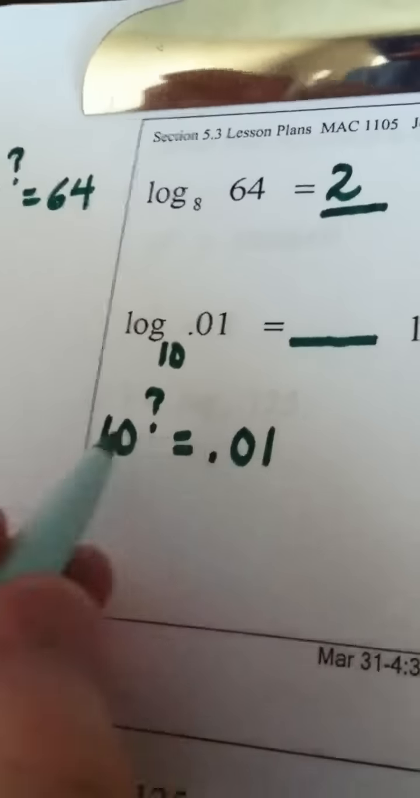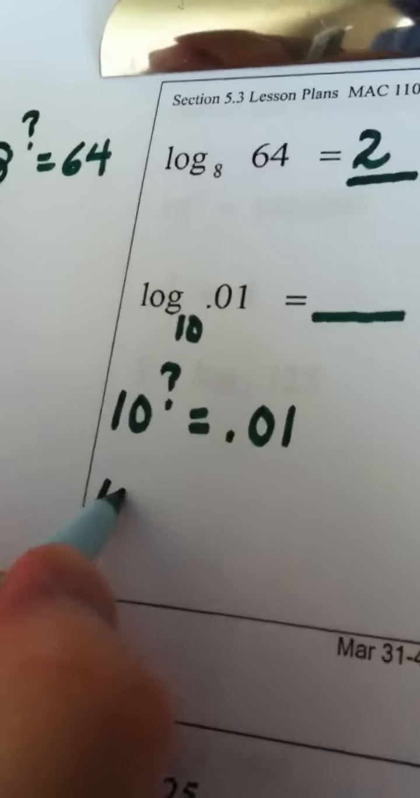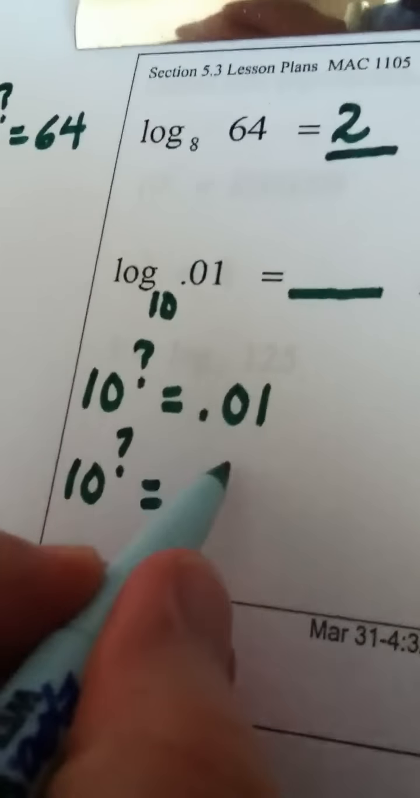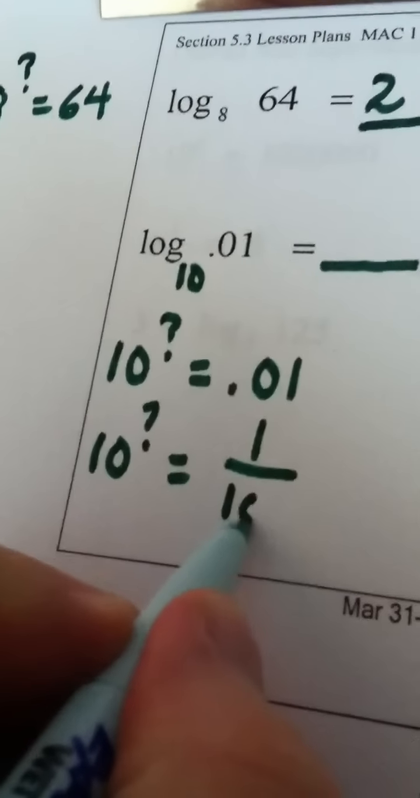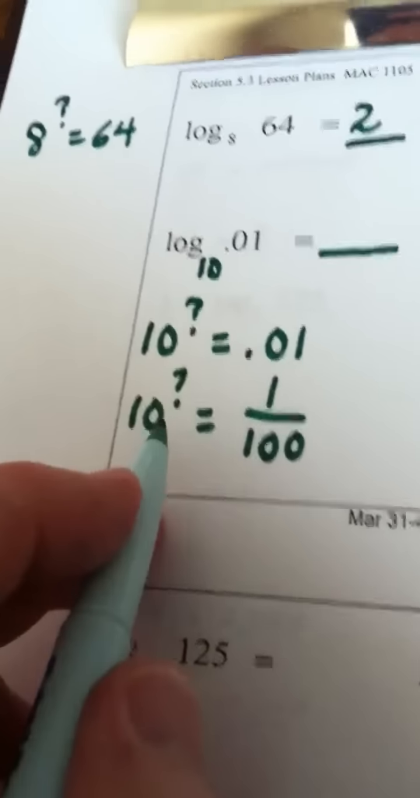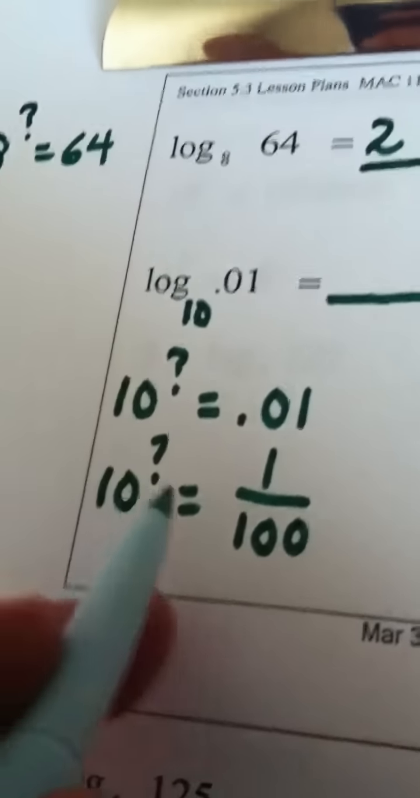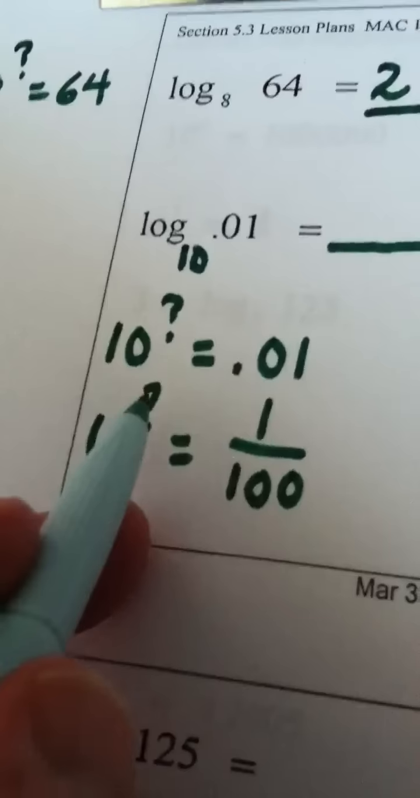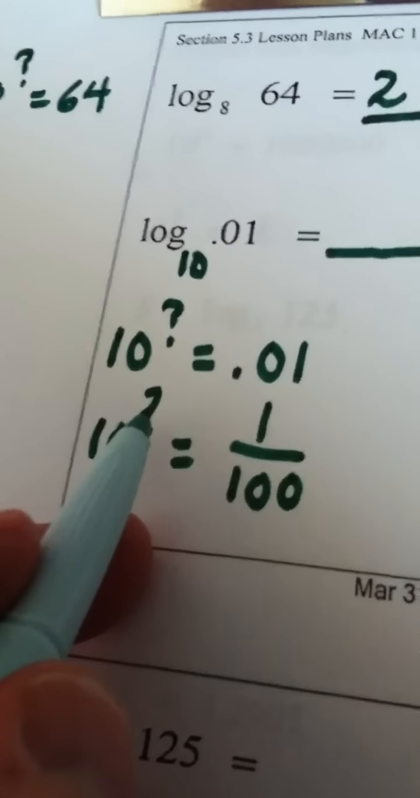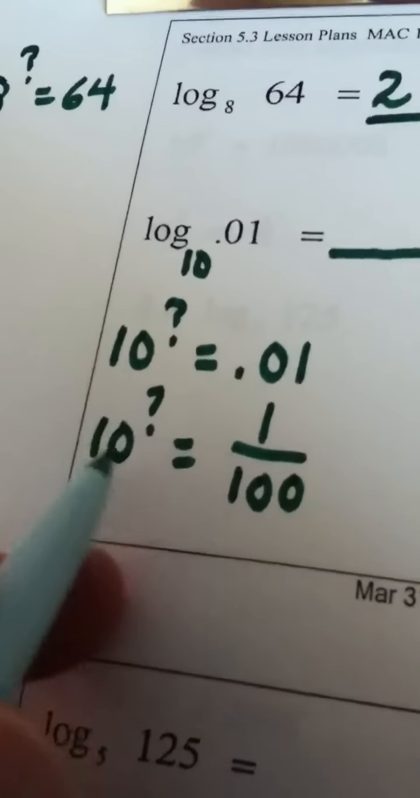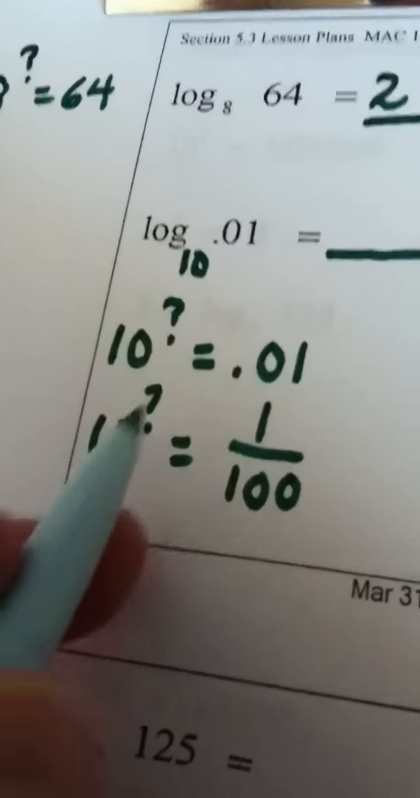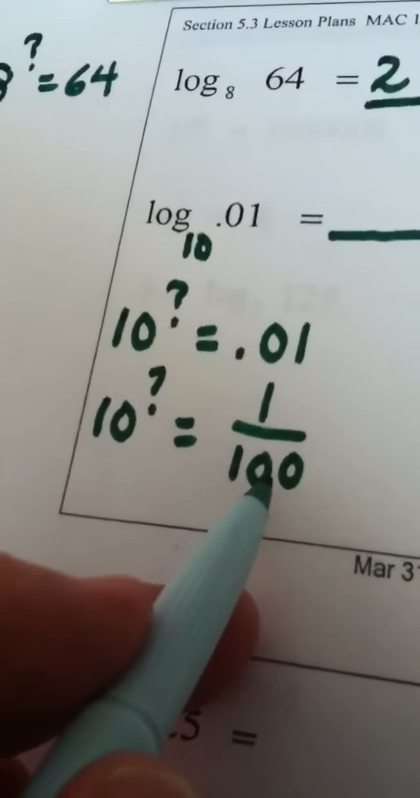Well, let's think about this a little more. 10 to what power? 0.01 is really 1 over 100. Okay? And what you need to remember back from whatever course you're coming to me from, 10 to a power giving me a fractional answer, this power would have to be a negative power, because it's actually taking the reciprocal. So 10 to what power would give you 1 over 100?